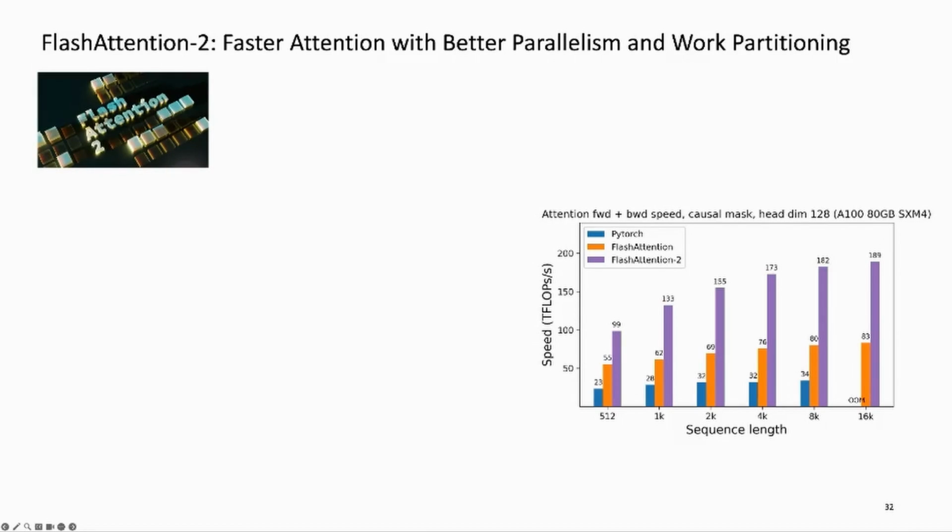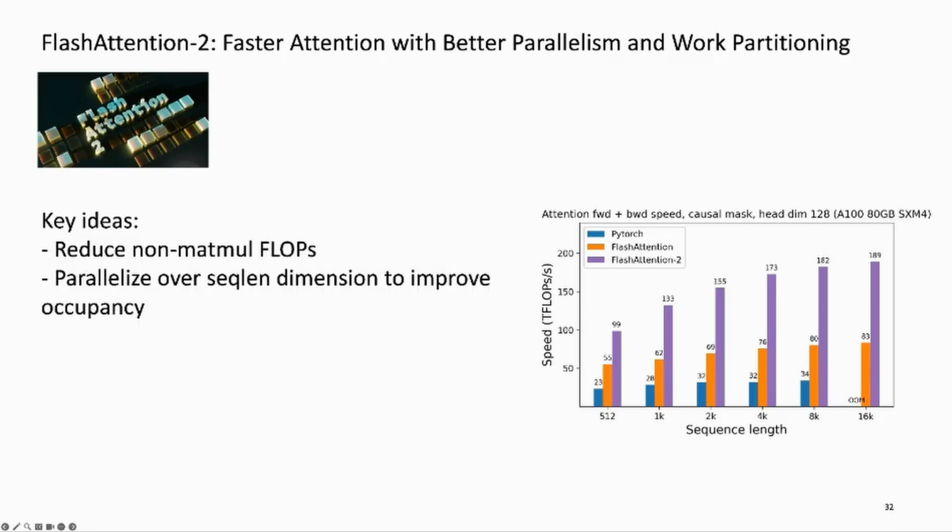And the key ideas here are we want to reduce non-matmul flops. It turns out matmul flops are cheap because hardware has really specialized compute units to do matrix multiply. So everything else is much slower in comparison. And so we reformulated the algorithm a little bit to reduce these non-matrix multiply flops while still getting the same result.